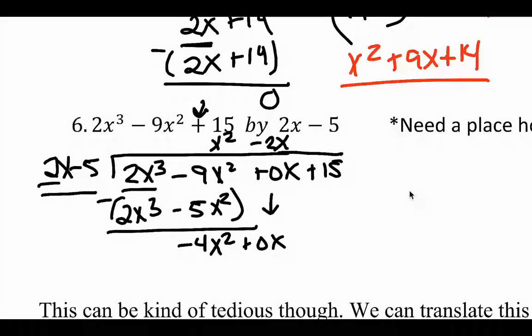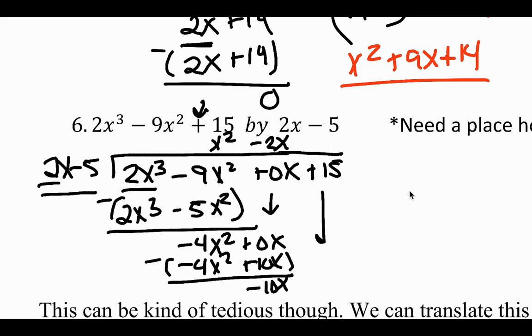Multiply negative 2x by 2x minus 5. And I'm going to get plus 10x. And I'm going to subtract, so I'm getting negative 10x. And I'm going to bring down my plus 15. 2x goes into negative 10x negative 5 times. Multiply that in. Negative 5 times negative 5 is positive 25. But I'm going to subtract, and I'm getting remainder negative 10.